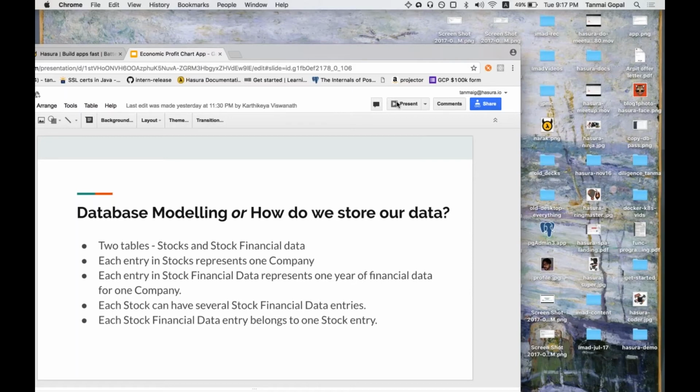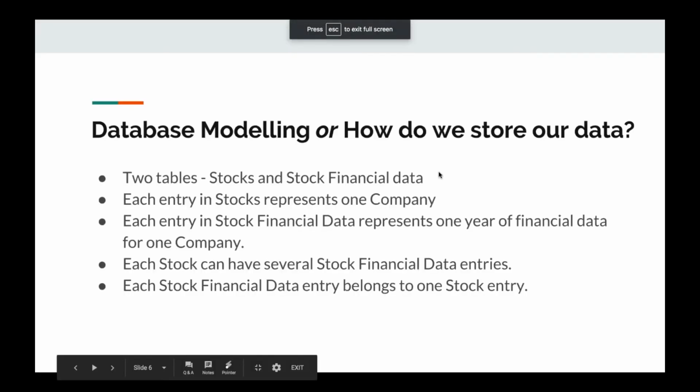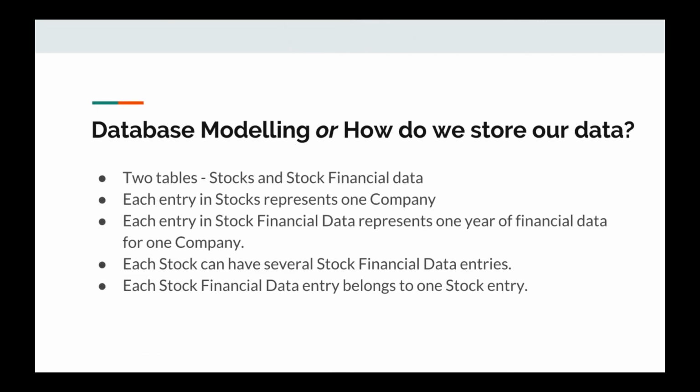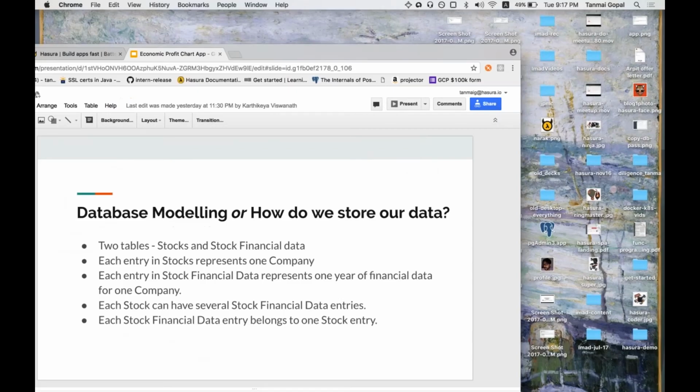Yeah. So let's go back here. What sort of data are we going to need here? Our data can be thought of in terms of two simple objects. We're going to have a stocks object and a stock financial data object. What are these? The stock object is going to represent a company for us, with its stock name and its sector. And the stock financial data is going to represent the financial data of a company for a particular year. So we can usually find data for these companies going back a few years.